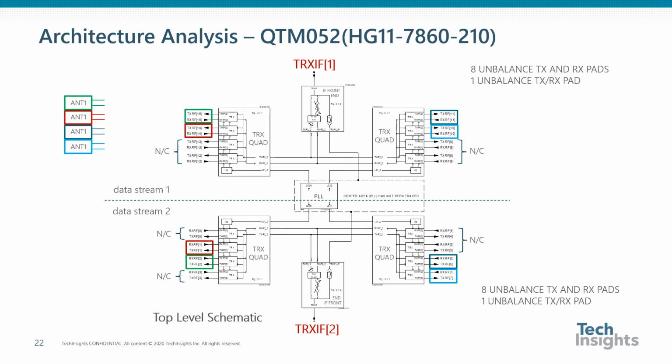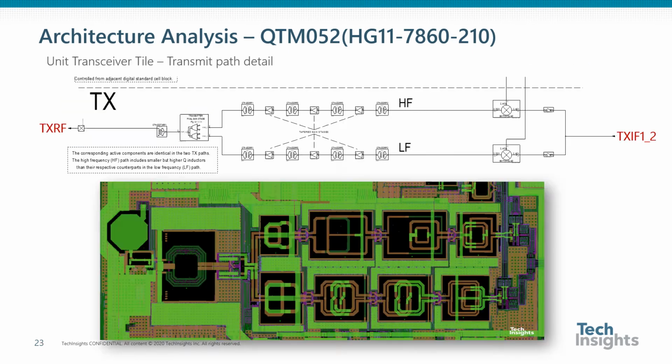The signals from the 2 quads are then combined and pass through the IF front end block that converts to a single unbalanced signal via a balun that ultimately interfaces to the modem. The lower level details of the unit transceiver are available in the architecture report for this device, but here is a small detail of the transmit path of one of the unit transceiver tiles.